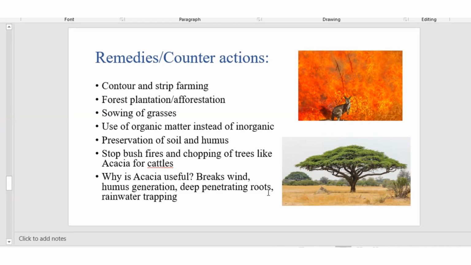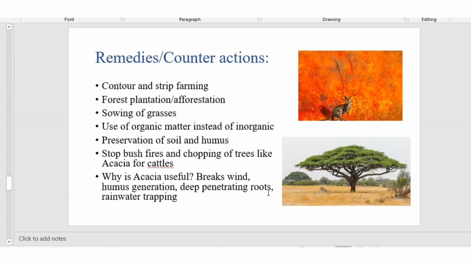Then one must plant trees like acacia. Acacia is one plant which spreads very fast. It grows very fast. Trees like acacia, and this is one tree which is also a semi-arid tree. It can also grow in temperate regions because it spreads really fast.